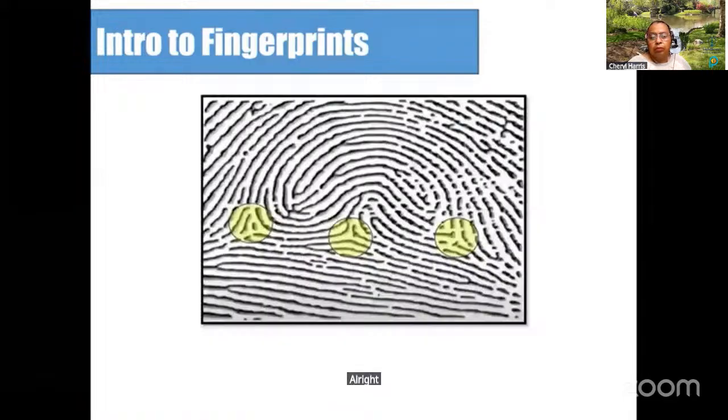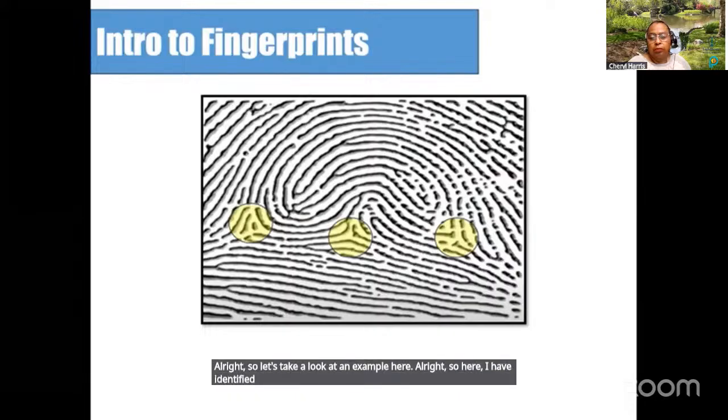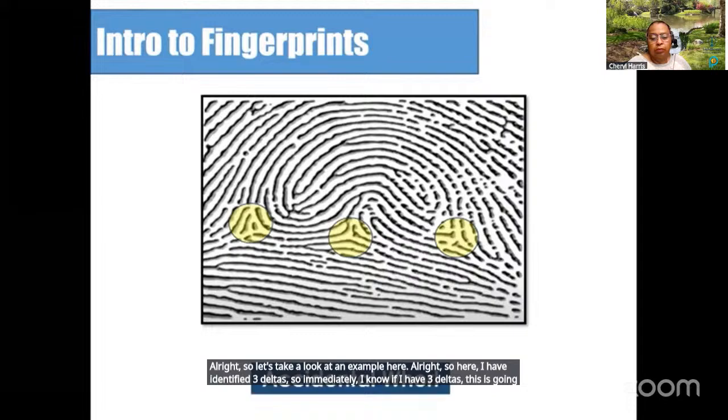All right, so let's take a look at an example here. Here I have identified three deltas. So immediately I know if I have three deltas, this is going to be an accidental whorl.